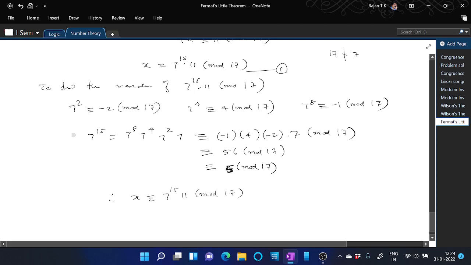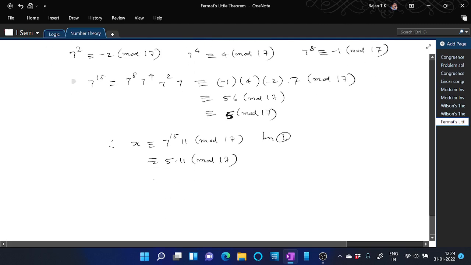by this one. So it is congruent to 7 raised to 15 is congruent to 5 mod 17. So 5 into 11 mod 17, that is 55 mod 17, and this is congruent to 4 mod 17. 51 plus 4. 51 is a multiple of 17. So x is congruent to 4 mod 17.